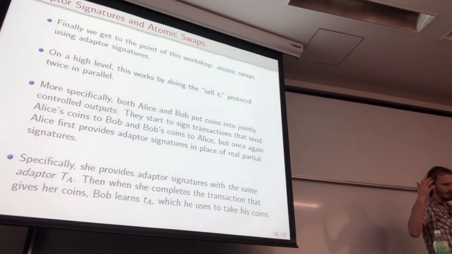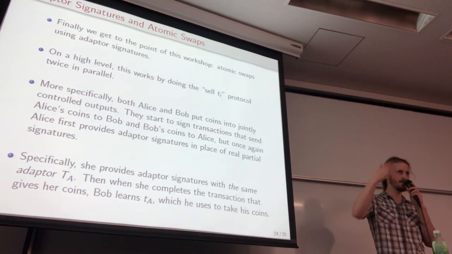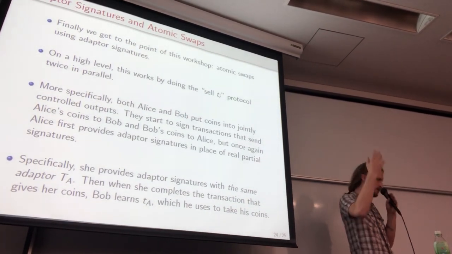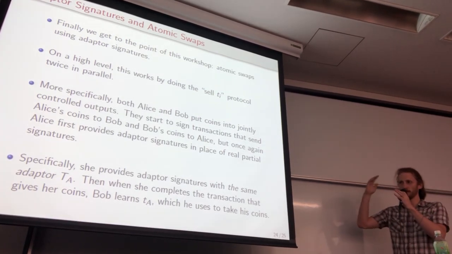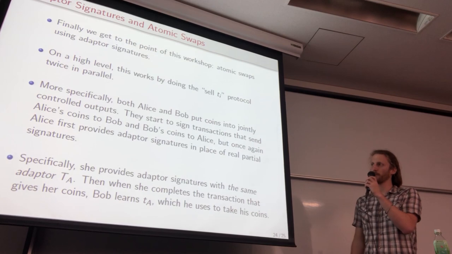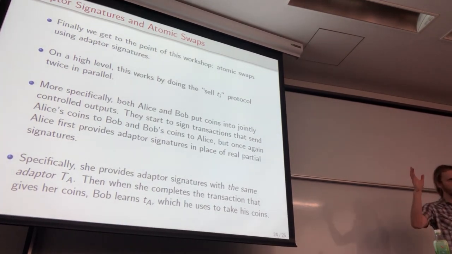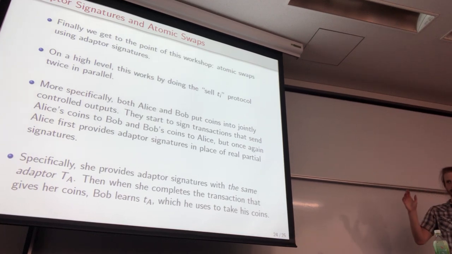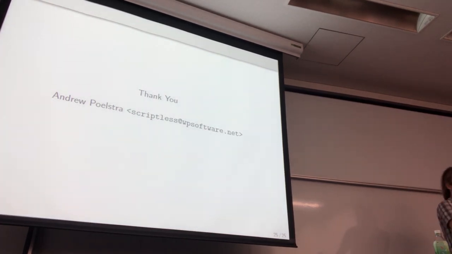And in general, I call these things scriptless scripts. The idea is that you've got nothing but a signature. You've got these complex semantics. You've got atomic swaps. You've got sales of secret information. You've got blind signature swaps, whatever crazy stuff you might have. And for what hits the blockchain, there's no scripts involved. It's just keys and signatures. Okay? And that is the end. Thank you very much.